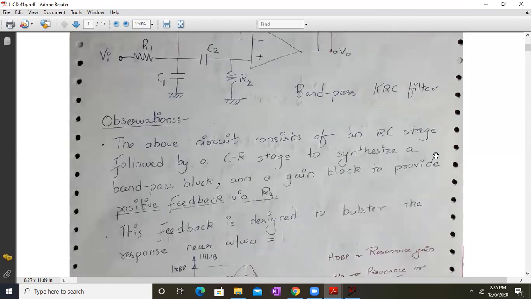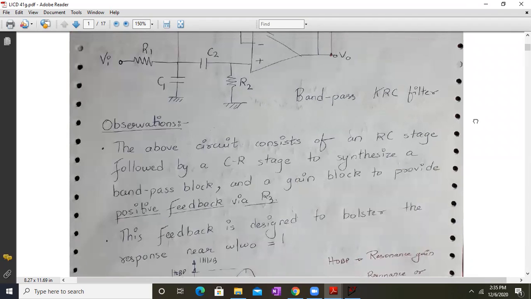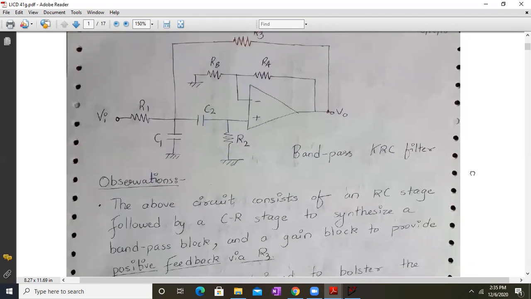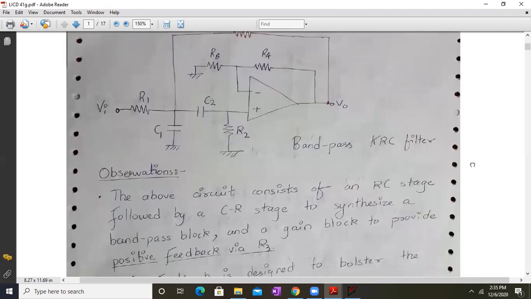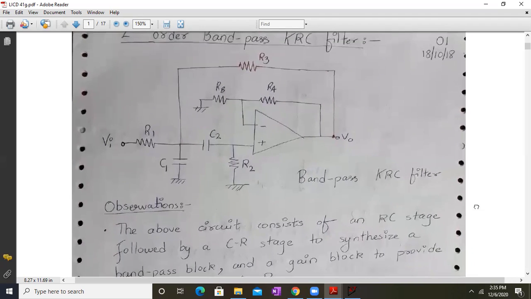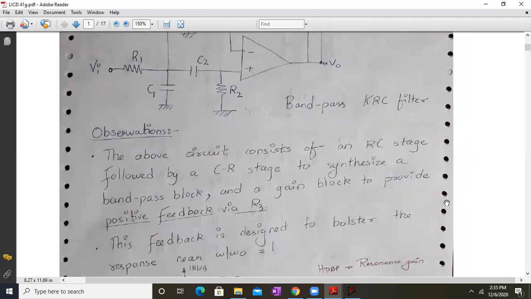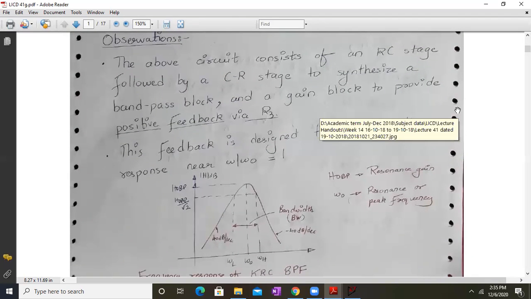Okay, so the observations are: the above circuit consists of an RC stage followed by a CR stage to get a bandpass response, and a gain block to provide a positive feedback via the R3 resistor. Thus the feedback is designed to improve the response near omega by omega naught, which is equal to 1.